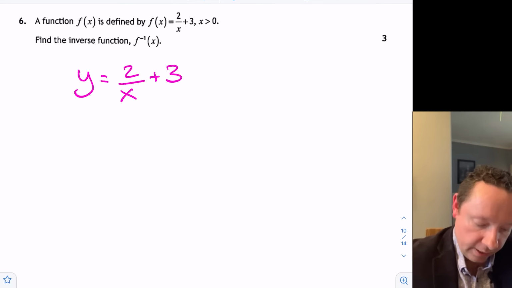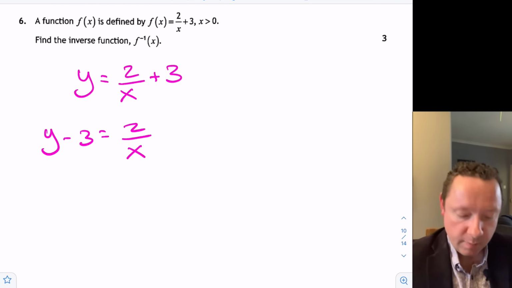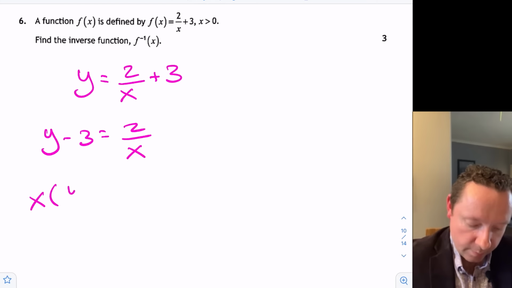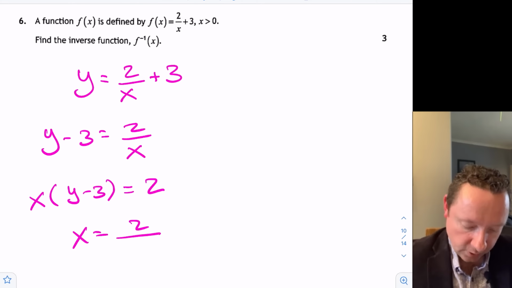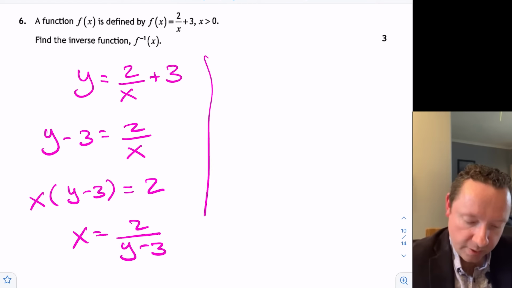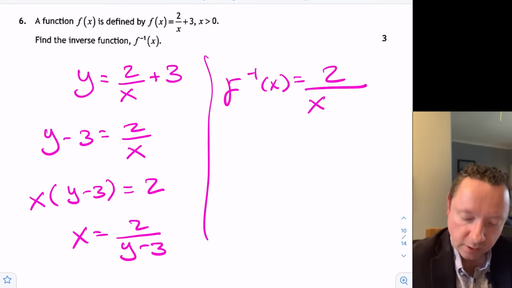So taking away 3, I get 2 over x. Multiplying each side by x, I get x bracket y minus 3 equals 2. And dividing through by y minus 3, I get x equals 2 over y minus 3. So then I immediately write down my answer. The inverse function of x is equal to 2 over x minus 3.